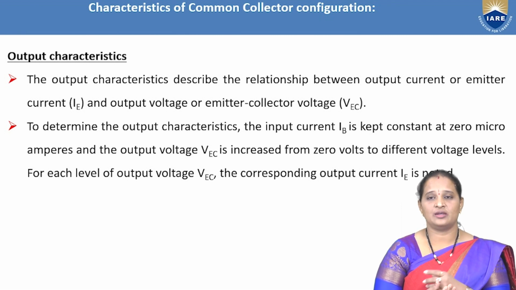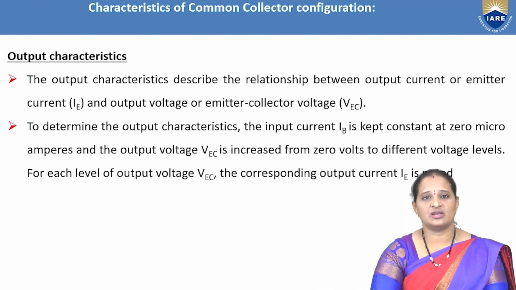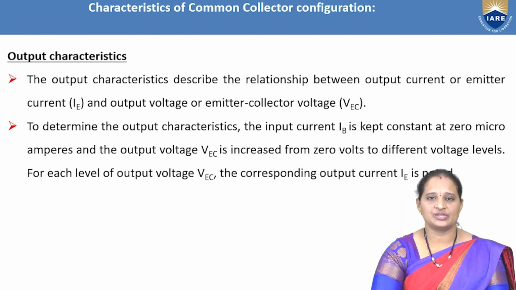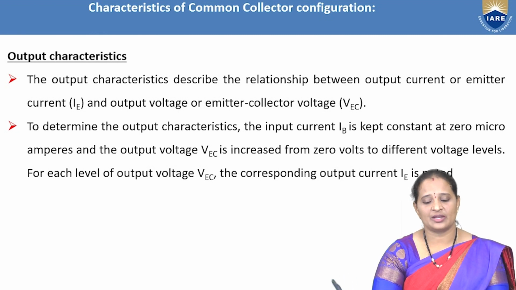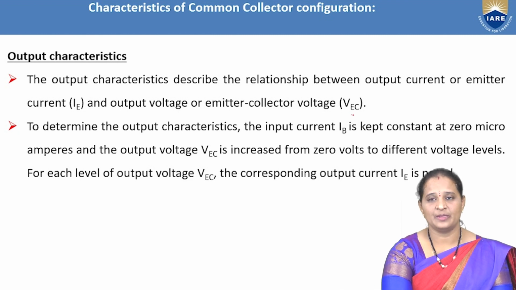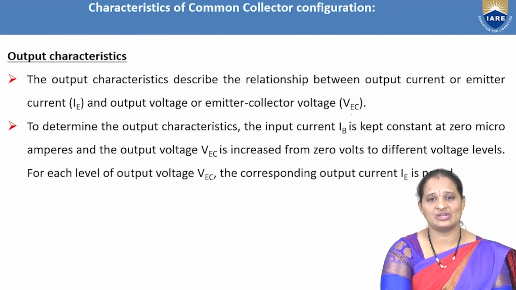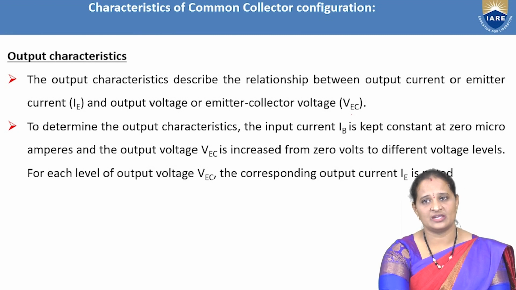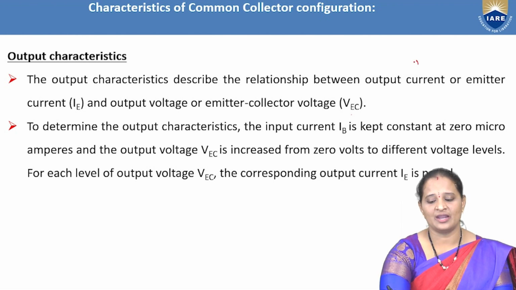As we all know, the output characteristics is a curve which shows the relationship between the output voltage and the output current by taking the input current as constant. So what is the output voltage in case of common collector configuration? That is VEC. That means the output characteristics of common collector configuration shows the relation between the output voltage, that is VEC, and the output current IE by taking input current, which is IB, as constant. IB is constant here. Okay.